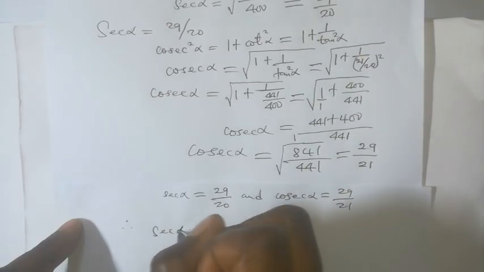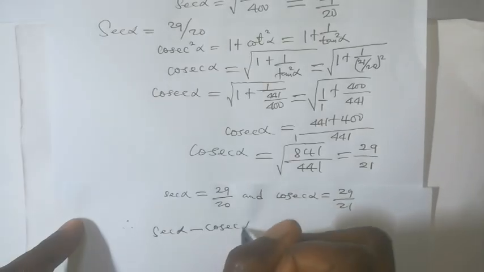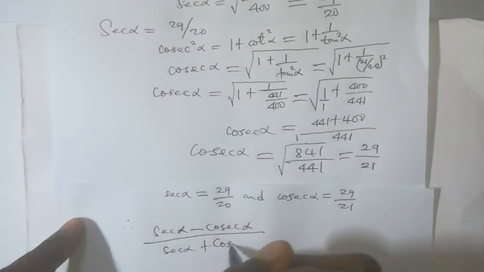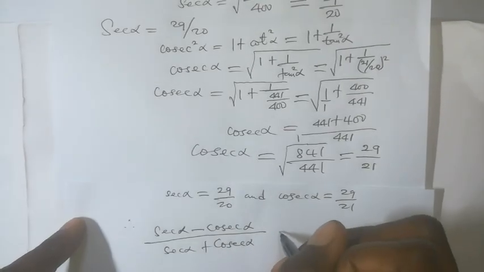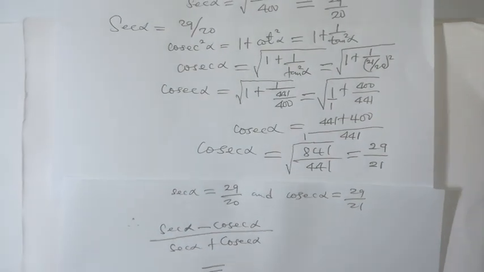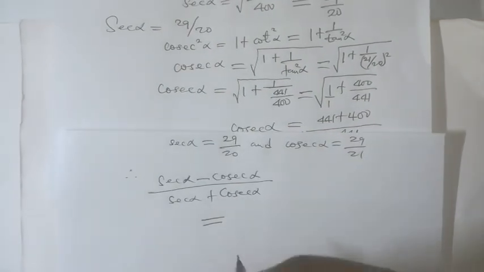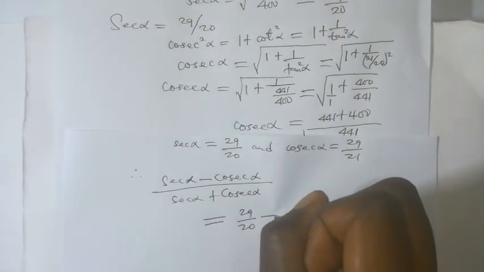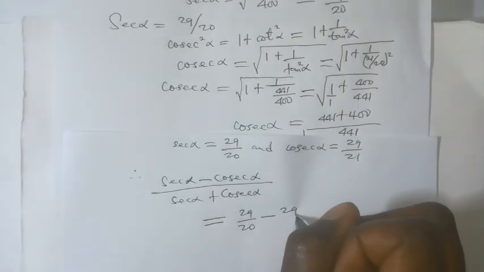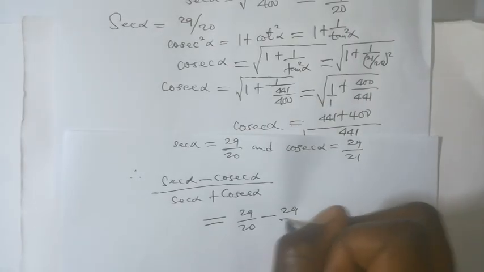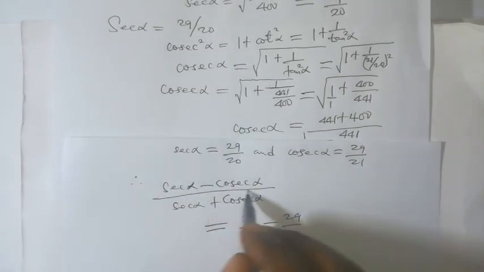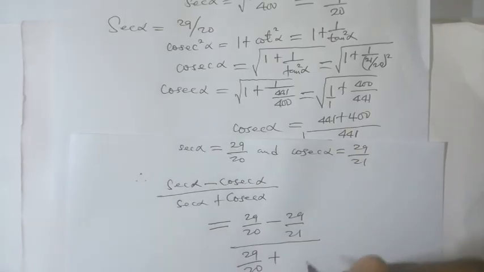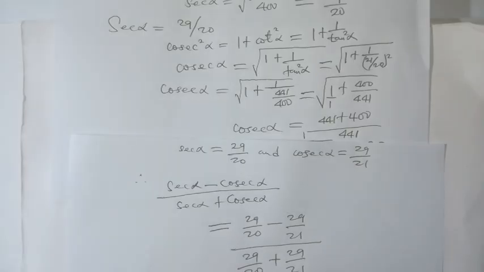Therefore the value of sec alpha minus cosec alpha all over sec alpha plus cosec alpha is equal to 29 over 20 minus 29 over 21, all over 29 over 20 plus 29 over 21. You get it?